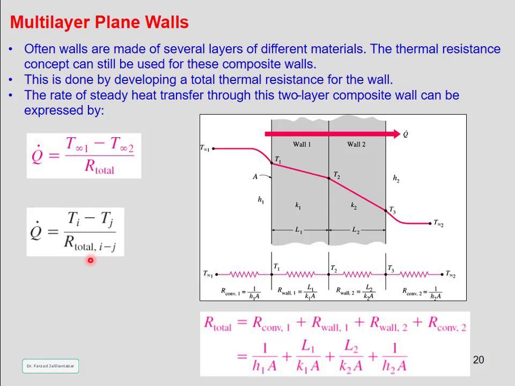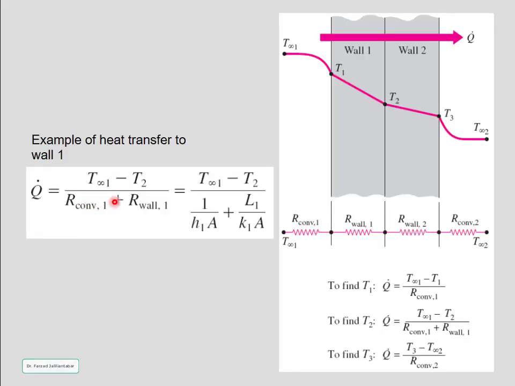For example, the fluid temperatures T infinity 1 and T infinity 2 for the two layer case shown in this figure are available, and Q dot is also calculated from the above equation. The interface temperature T2 between the two walls can be determined from this equation. You can see here how we can calculate the temperature at each interface.